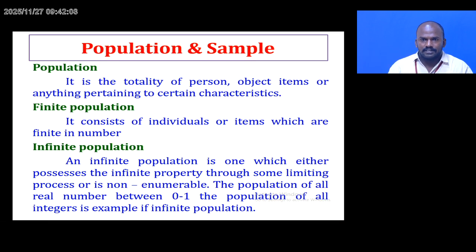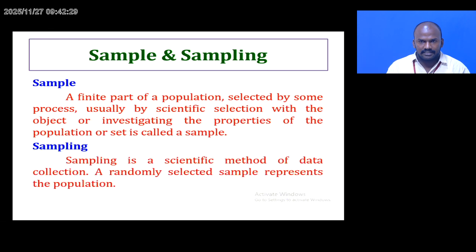The second one is the infinite population. An infinite population is one which either possesses the infinite property through some limiting process or is non-enumerable. The population of all real numbers between 0 and 1, or the population of all integrals, is an example of an infinite population. Another example: the height of a person will change with the age factor.